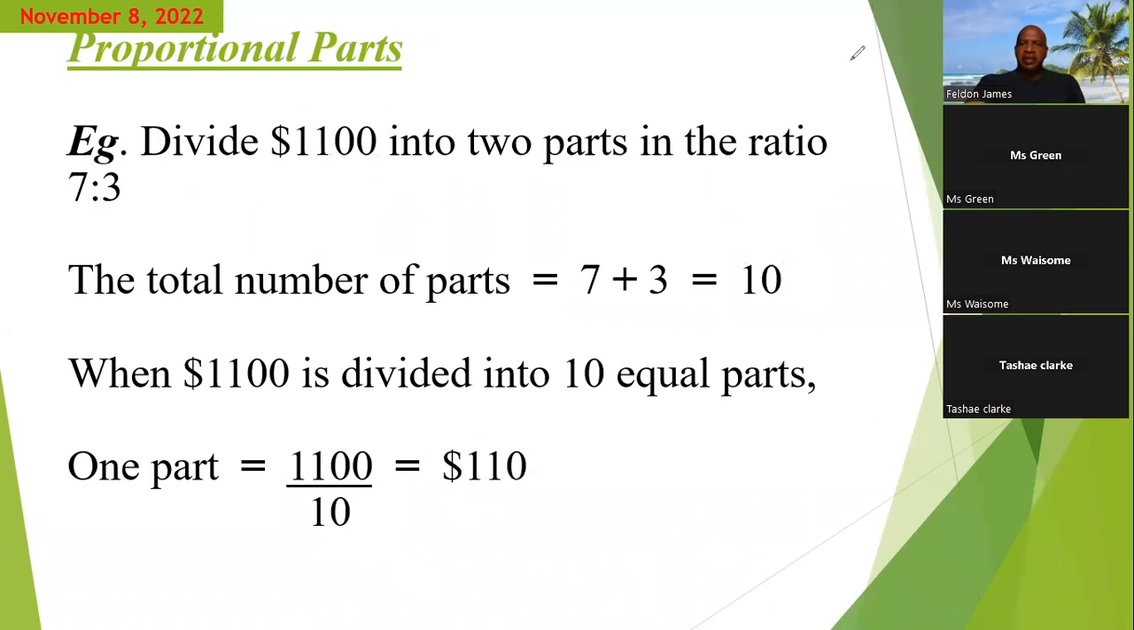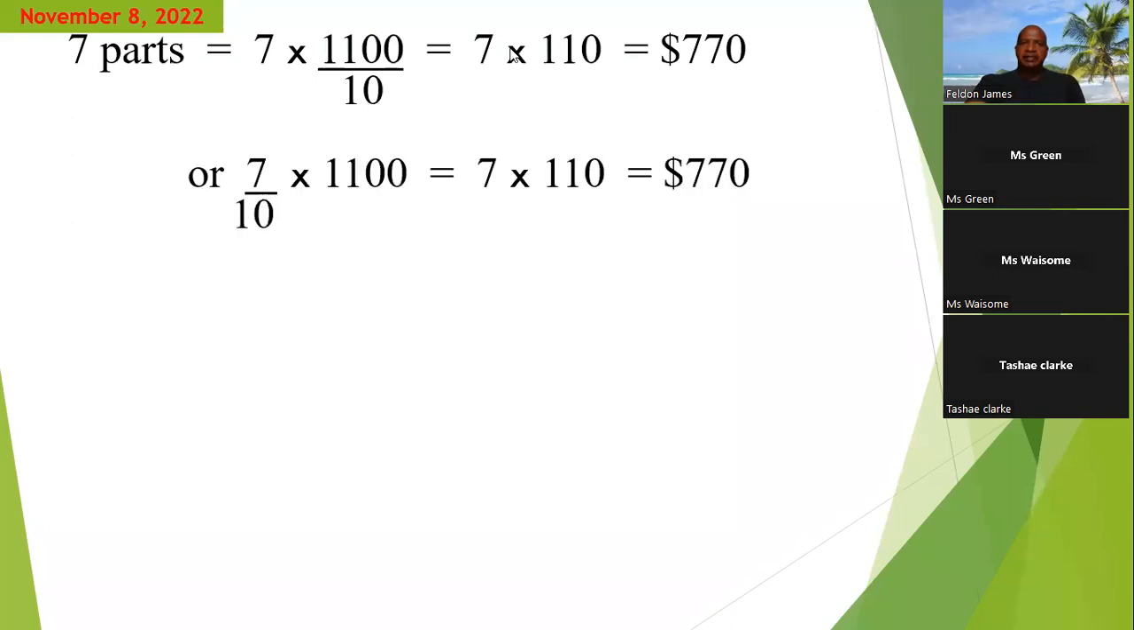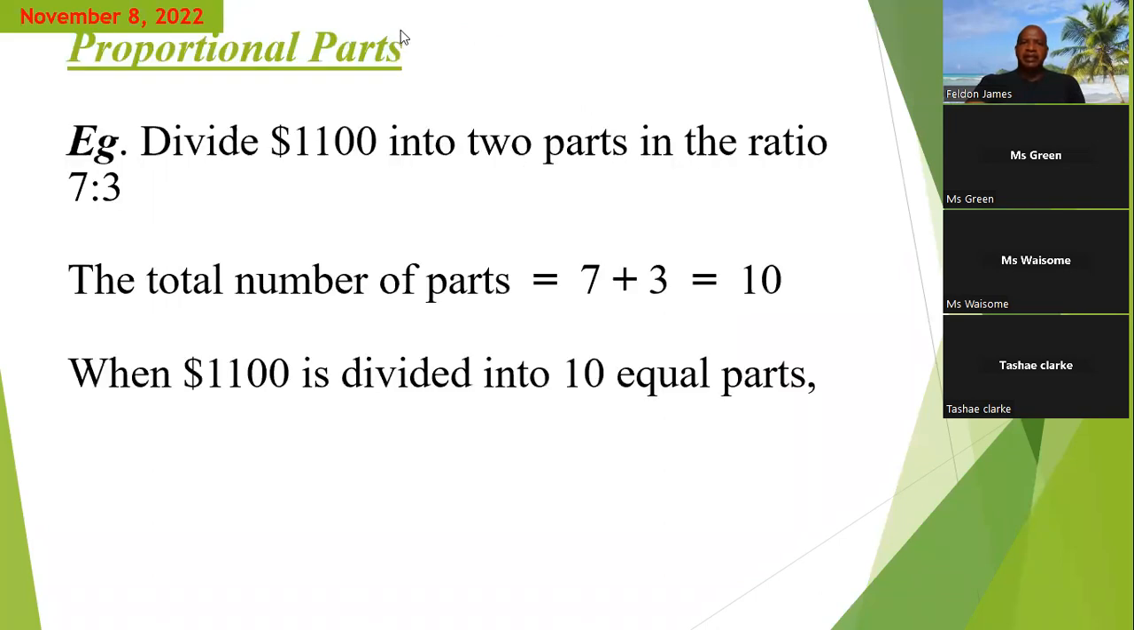All right, guys. Now, another way we could share based on the ratio. A second way to do that is to write each part as a fraction of the whole. Let me go back to that. If we write each part as a fraction of the sum, which is 10, then for the 7 part we could write 7 over 10 times what we are sharing, which is $1,100.